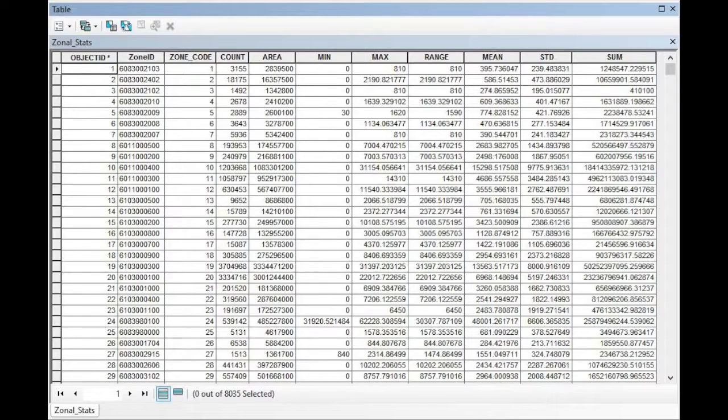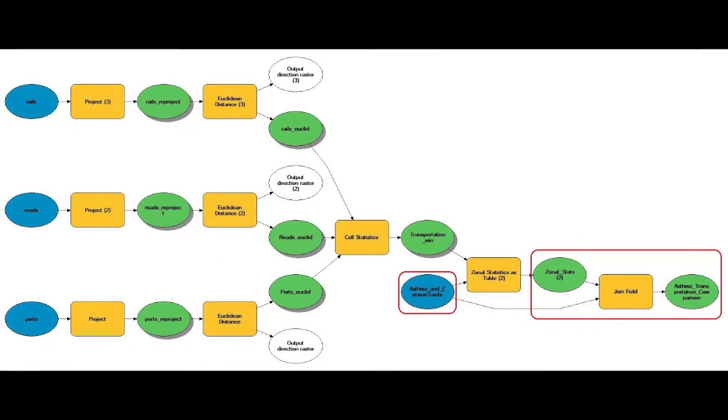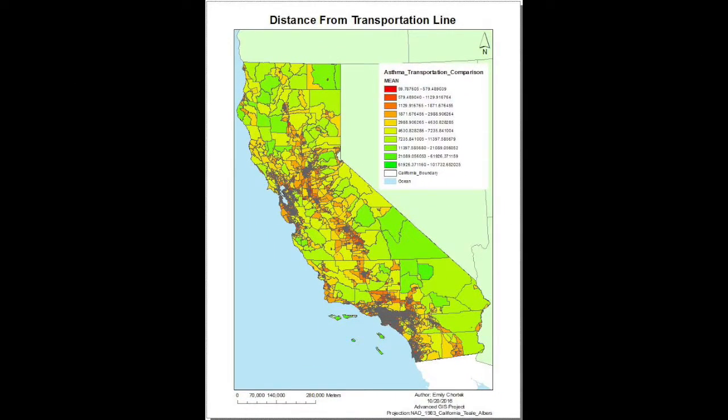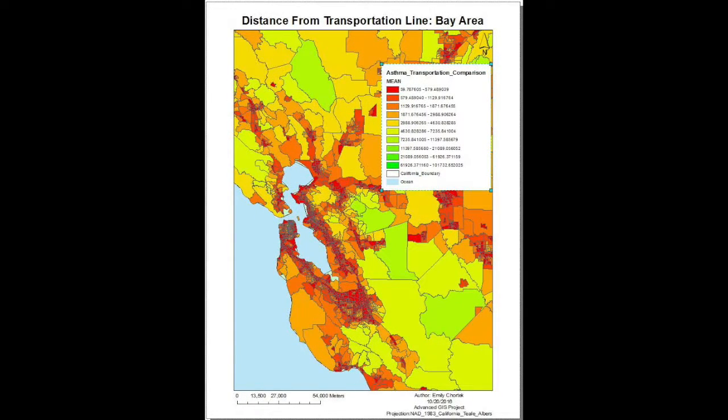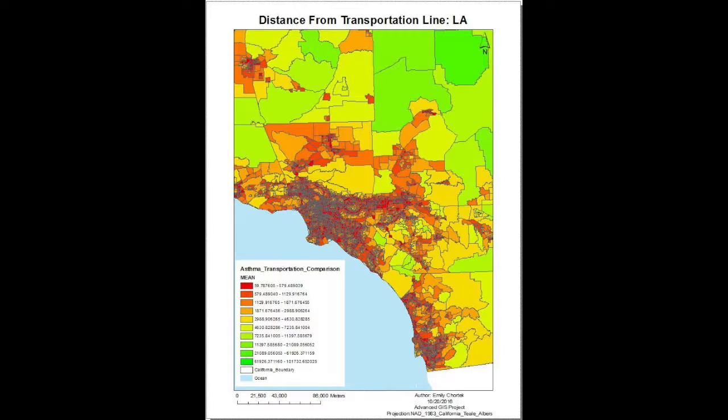In the output table, each individual zone directly matches to a corresponding census tract. The final step is to join the zonal statistics output table to the census tract and asthma rate shapefile. This map combines the average distance to a transportation line and compares that to existing asthma rates by census tract.